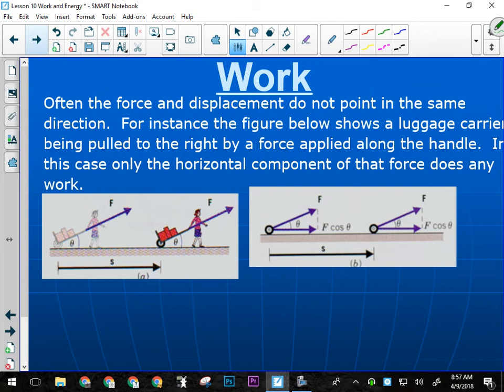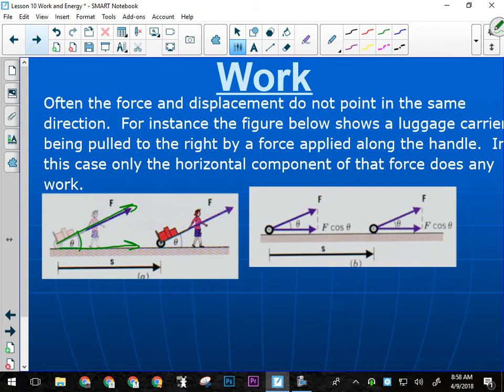All right, now this has to go back to our force cos theta thing. Often the force and the displacement do not point in the same direction. So if you've got a luggage carrier, or one of those suitcases with the wheels on it that you pull at an angle, you are pulling in this direction, but the cart is moving in this direction. So again, only the horizontal component of your force is actually doing any work, because you're not changing the potential energy of the luggage carrier or suitcase, because you're not lifting it off the ground, right?